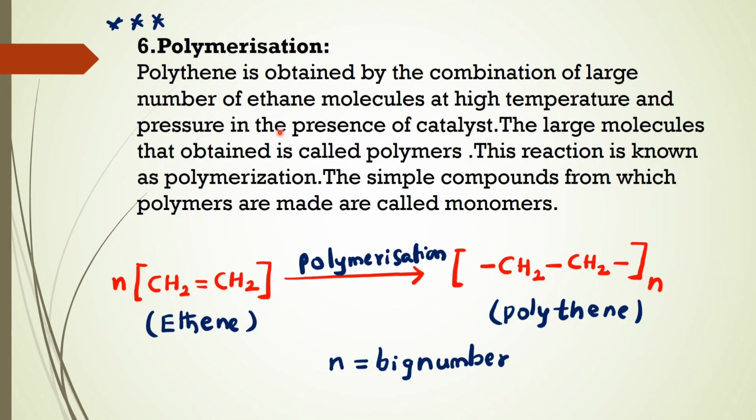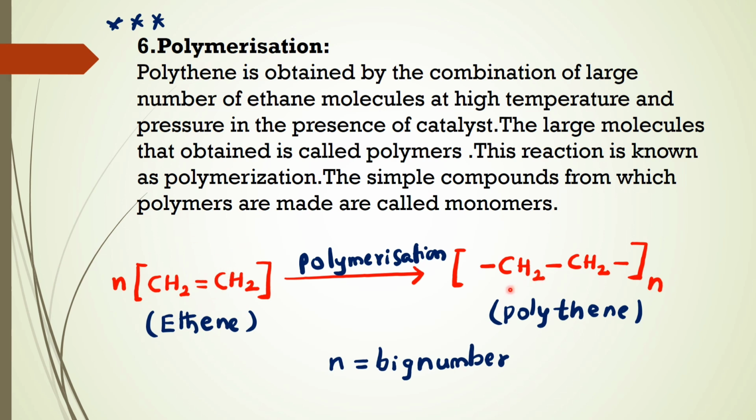Then polymerization, the last one. Polythene is obtained by the combination of a large number of ethene molecules at high temperature and pressure in presence of a catalyst. The large molecules obtained are called polymers. This reaction is known as polymerization. The simple compounds from which polymers are made are called monomers. This is the polymer and this one is the monomer. The simple molecule ethene is a monomer because the molecules which participate in polymerization are called monomers. So here n ethene molecules combine together at high temperature and pressure.